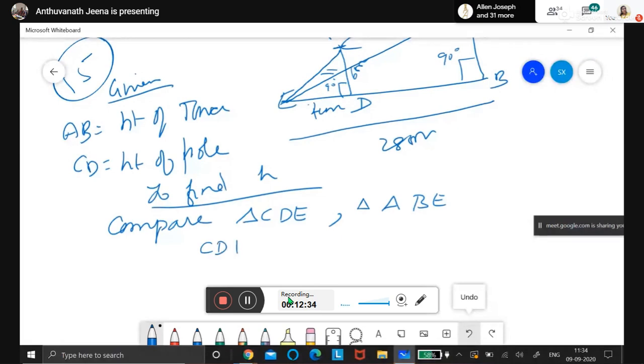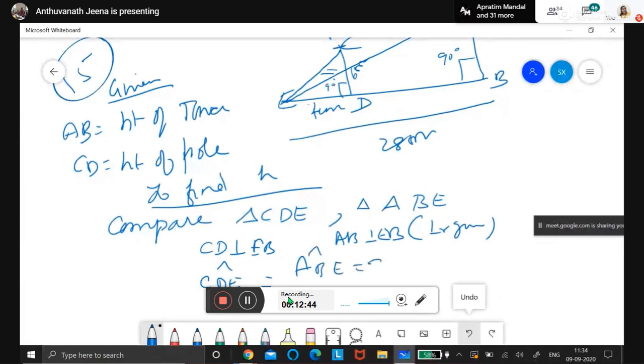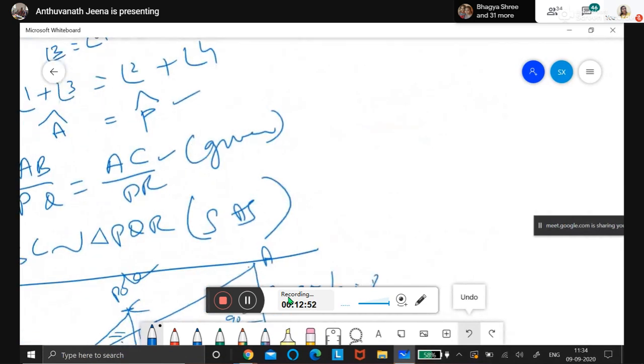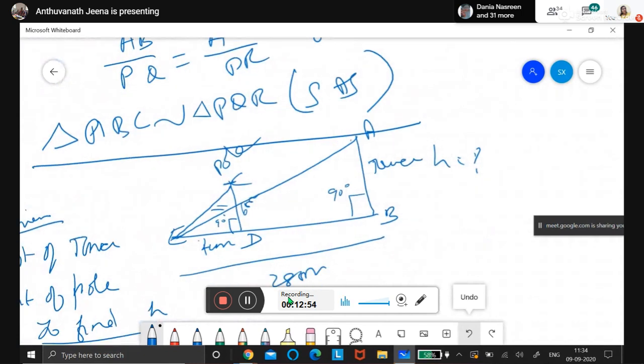AB is perpendicular to the ground. Yes, sir. It is perpendicular, given. So angle CDE is equal to angle ABE. Both are equal to 90 degrees, given. And angle E is common. Actually, what I have drawn is not common. We need to draw common. My diagram is wrong. The sun rays are the same. So this should be common, children. Okay, this is common.